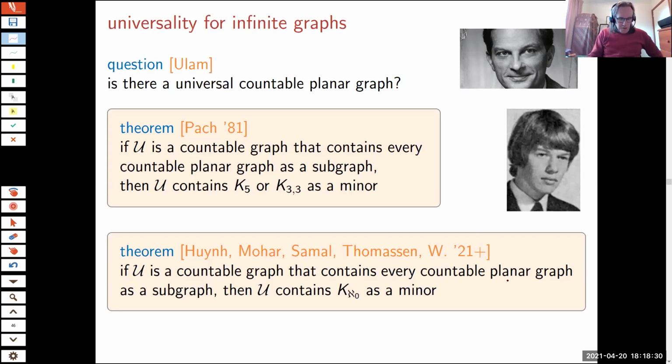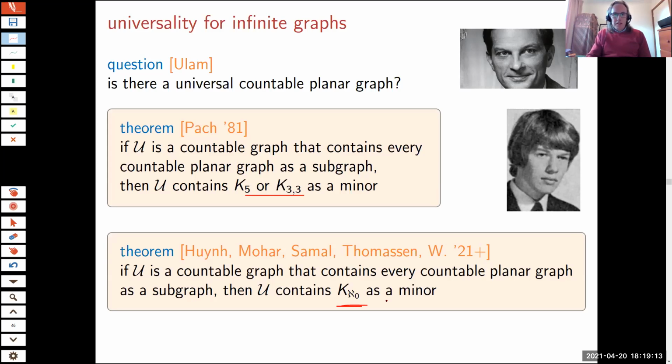So with co-authors, we've shown that if U is a countable graph that contains every countable planar graph as a subgraph, then in fact, not only is there a K5 or K3,3 as a minor, there is in fact an infinite complete graph minor, K_aleph-naught. So it's very strongly non-planar, this graph U. It has an infinite complete graph as a minor. So this is the bad news for universal graphs for planar graphs. There is no such thing, not even close to one. Every graph that contains all the planar graphs has to contain an infinite complete graph as a minor. So that's the really bad news.